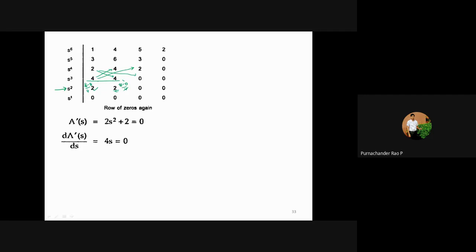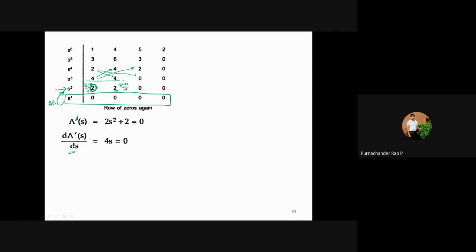So this is 2. Then again you are getting one more row with all zeros. Therefore you have to take the above equation as an auxiliary equation again. So this is A dash of s, and these coefficients are 2s square plus 2. Therefore, again, we need to differentiate this equation with respect to s.